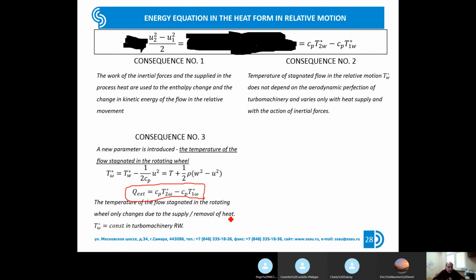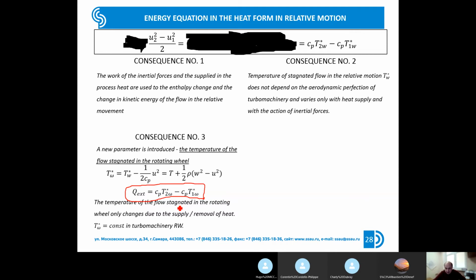And it's really very convenient. It's really very good to have a value which doesn't change during the process. It's like conservation of energy, and it's very useful for the calculation of the parameters between the inlet section and the outlet section of the rotor wheel.